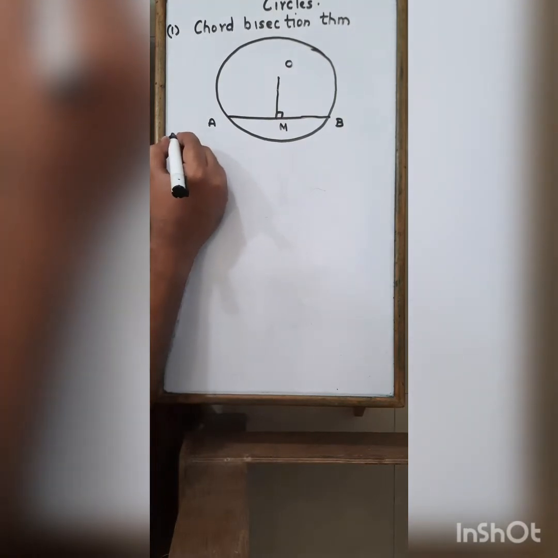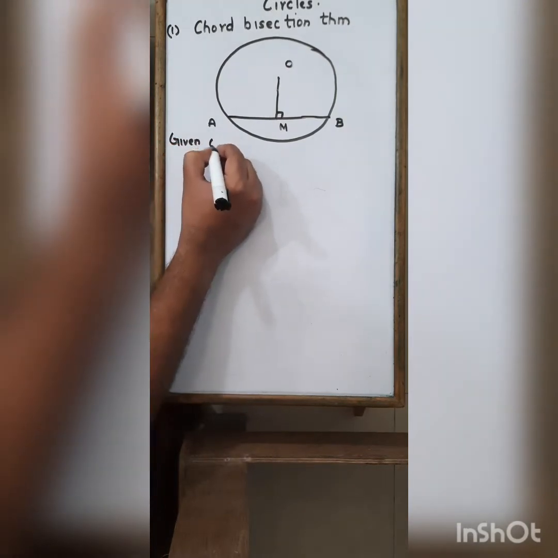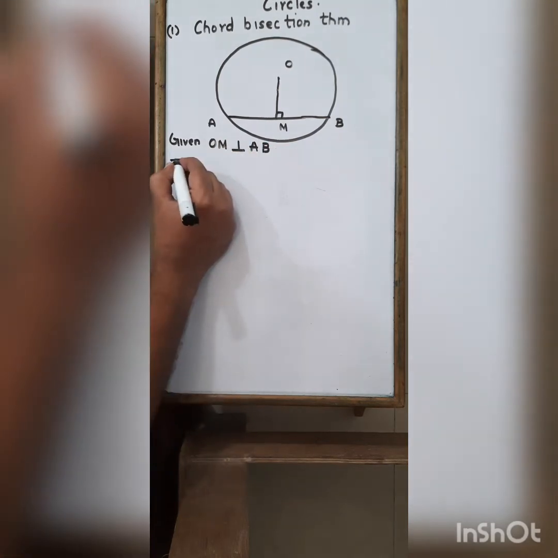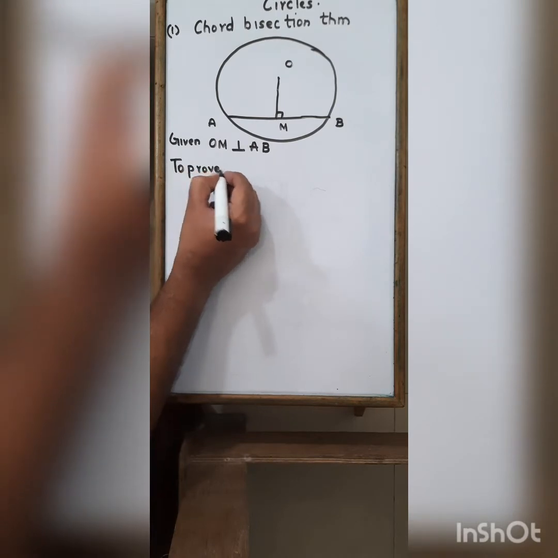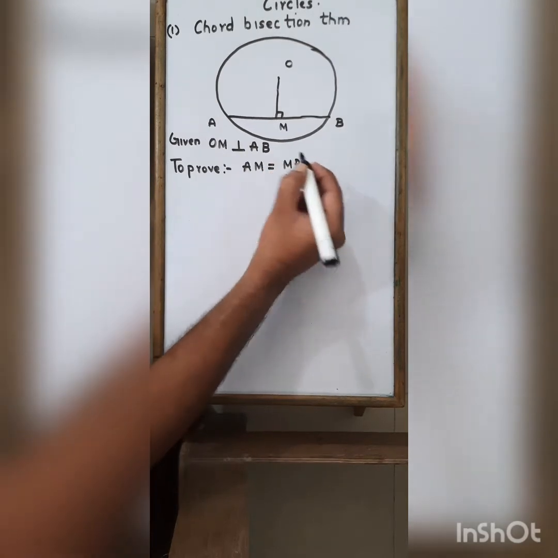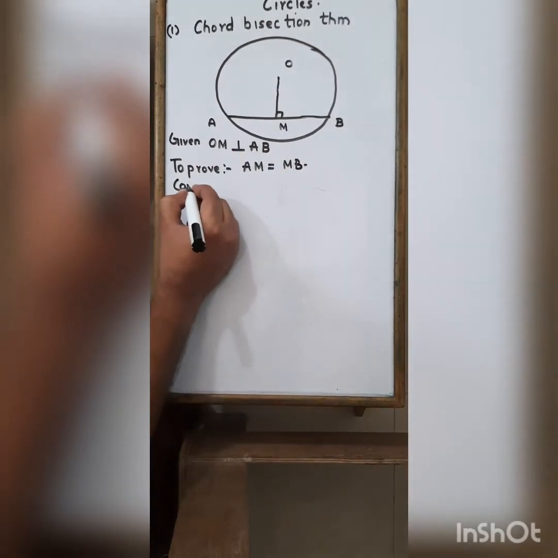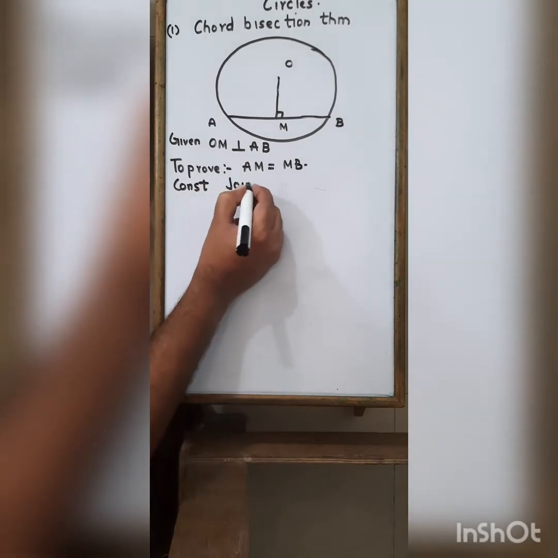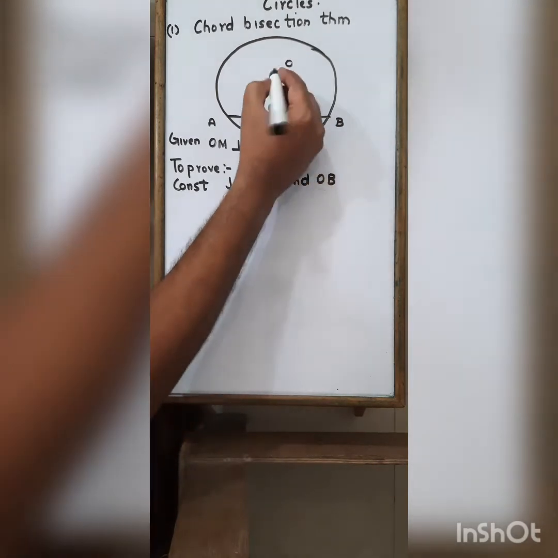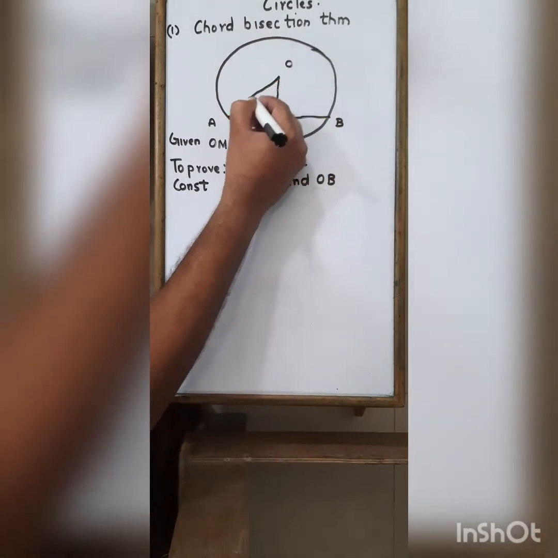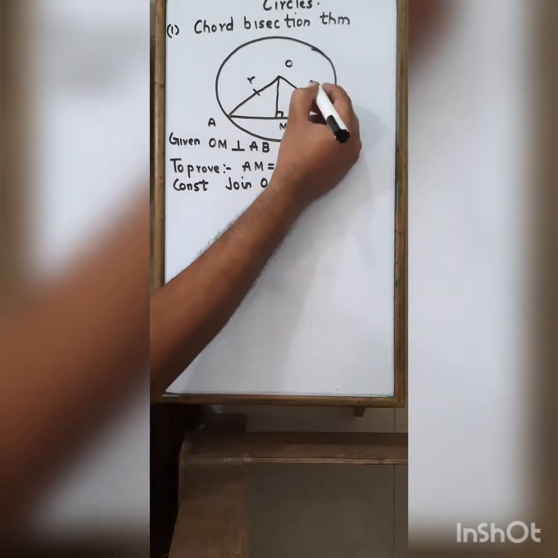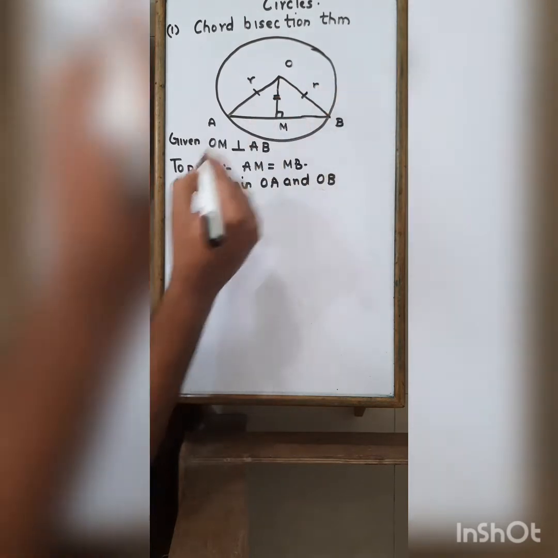That means what is given? Given OM is perpendicular to AB, and what I have to prove? To prove AM is equal to MB. It is an easy construction. Join OA and OB. Both of them are equal, radius of the same circle. This is the common side and this is 90 degree.